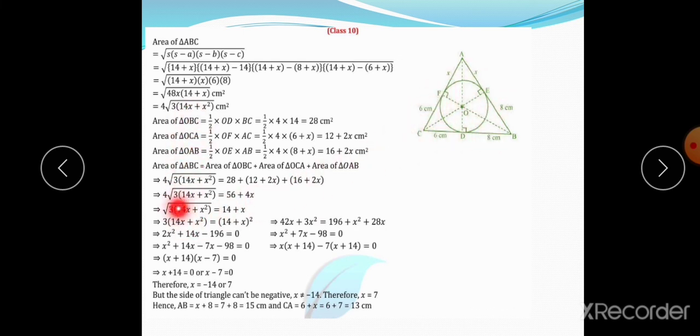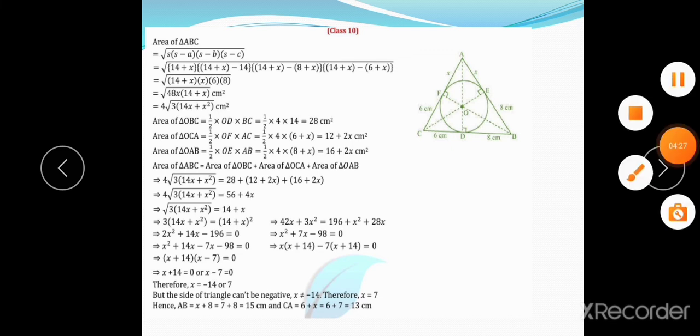Here we got the area from Heron's formula. Compare these both. We take 4 and 4 outside and cancel. Then squaring, you will get a quadratic equation. Using factorization, you get X equals 14 or X equals minus 7, but a negative value can never be a side, so X equals 7. Then the sides will be 6 plus 7, which is 13, and 8 plus 7, which is 15, and we already know the third side is 14 centimeter. This is a very important question. You should practice it twice.